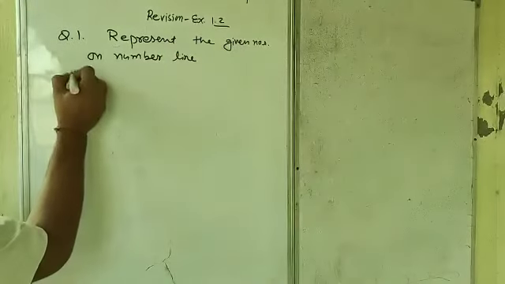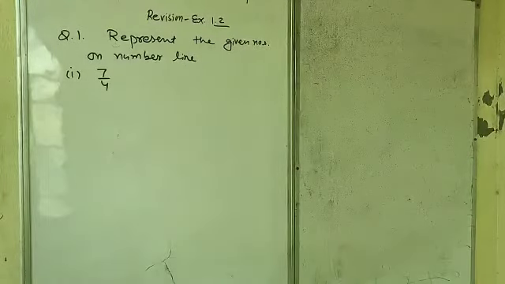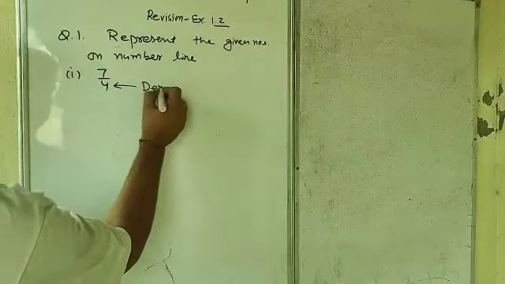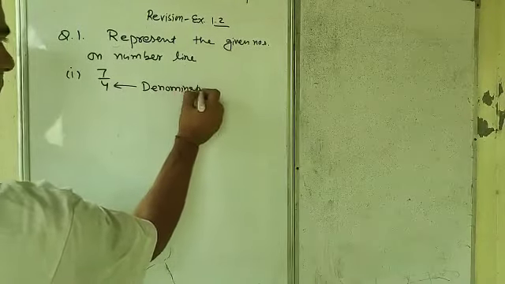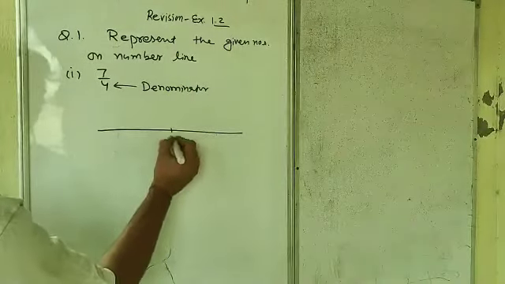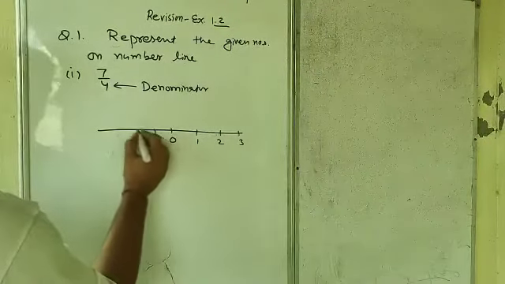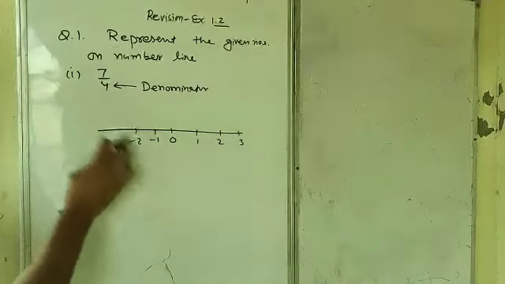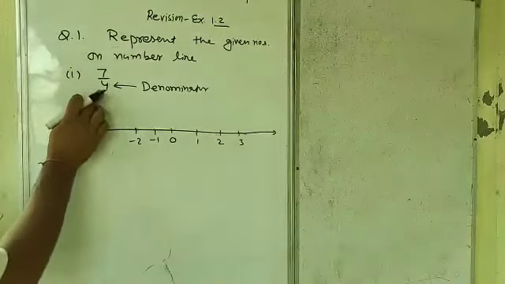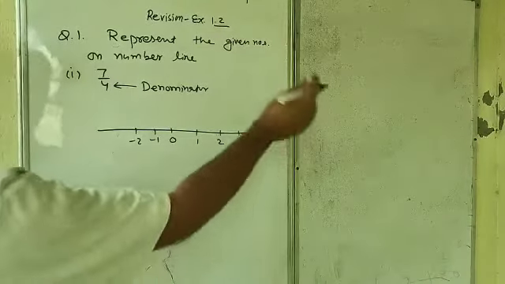Now look at this. Part 1 is 7 by 4. Please look clearly. Its denominator is 4. So first of all, draw a line, mark the points 0, 1, 2, 3, and minus 1, minus 2, minus 3. Because it is positive, there is no need for the negative terms. We need only the positive terms. 7 divided by 4 is 1 point something, so it lies between 1 and 2, and then so on.